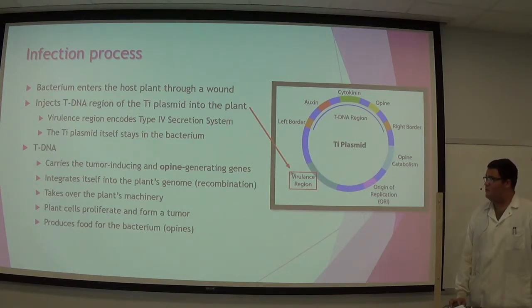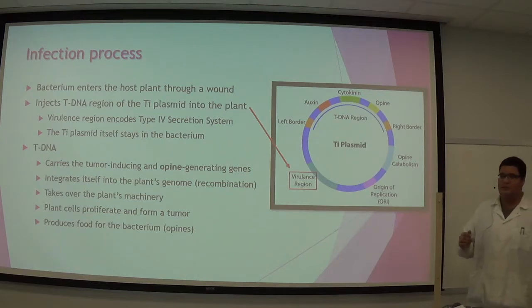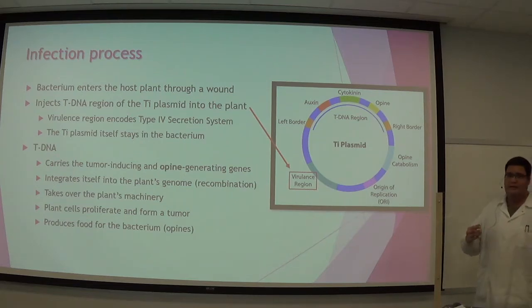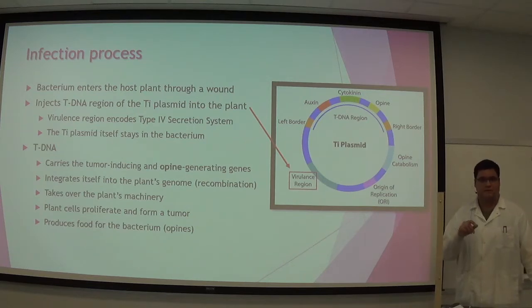The virulence region is what's going to allow the bacteria to actually create sort of like a needle, which is called a type 4 secretion system in this case. And what the bacteria does is it gets right up to the plant cell, and it stabs the plant cell with this needle, this type 4 secretion system. And the tDNA region of the Ti plasmid is replicated, just this part, and it's passed through the secretion system. And so it's kind of like a needle, like what we'll be doing today.